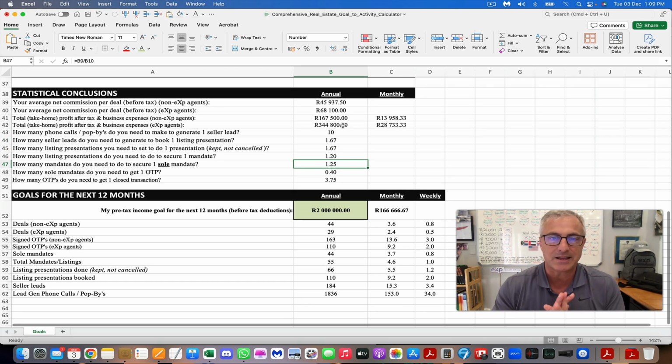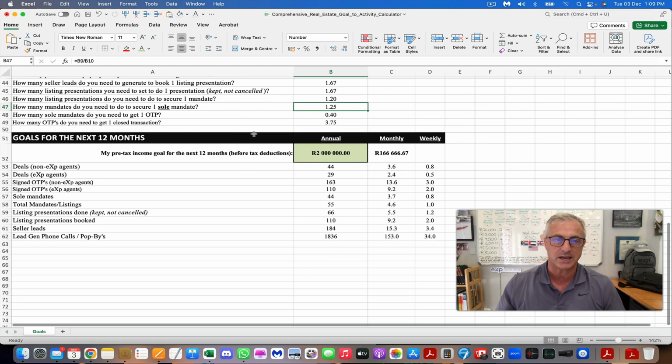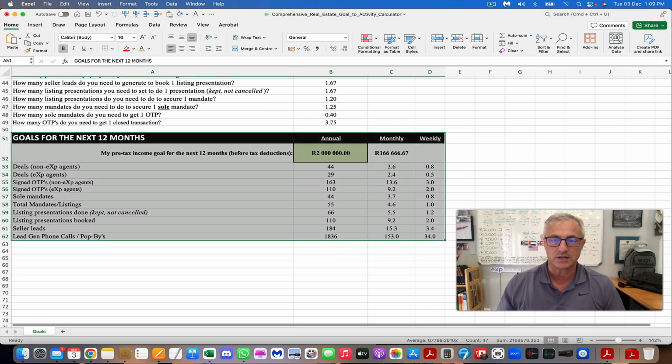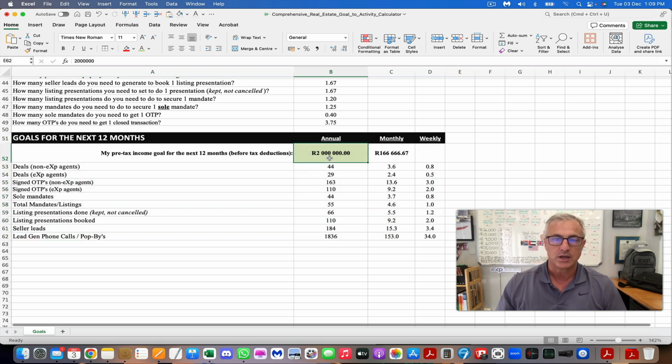If you're not mathematical, you know what the beauty of the spreadsheet is? You don't need to understand any of that. All you need to understand is this bottom section here. This is going to tell you what your annual, monthly, and weekly goals are. And all you need to put in here is, what would you like to earn before tax in the next 12 months? So in this person's case, they're saying, I would like to earn 2 million Rand.